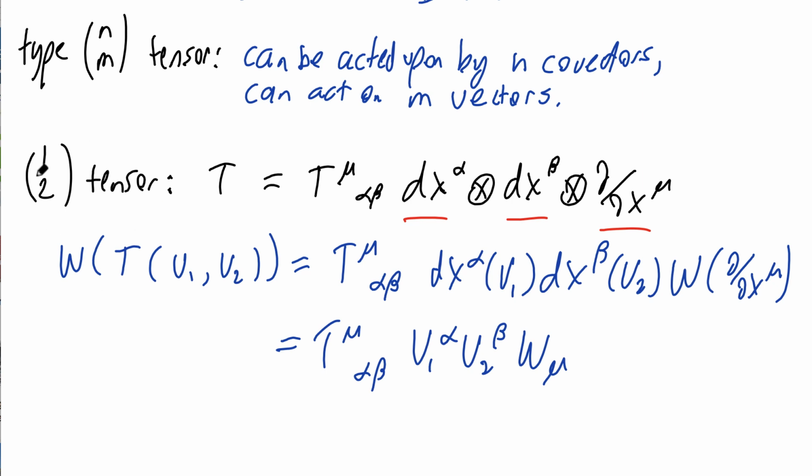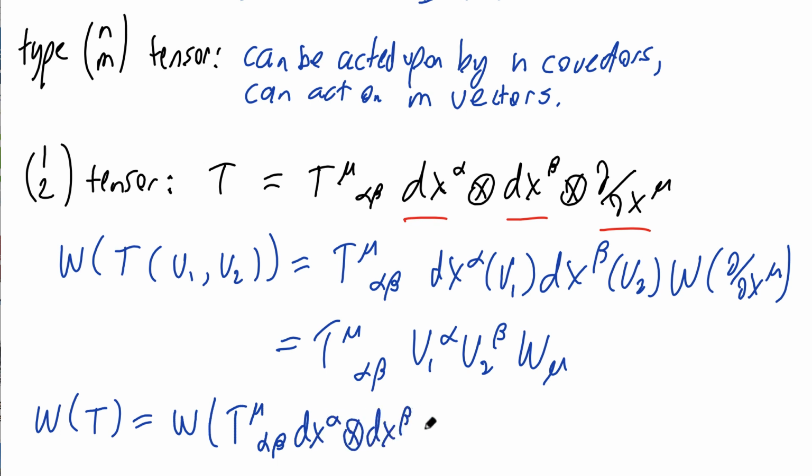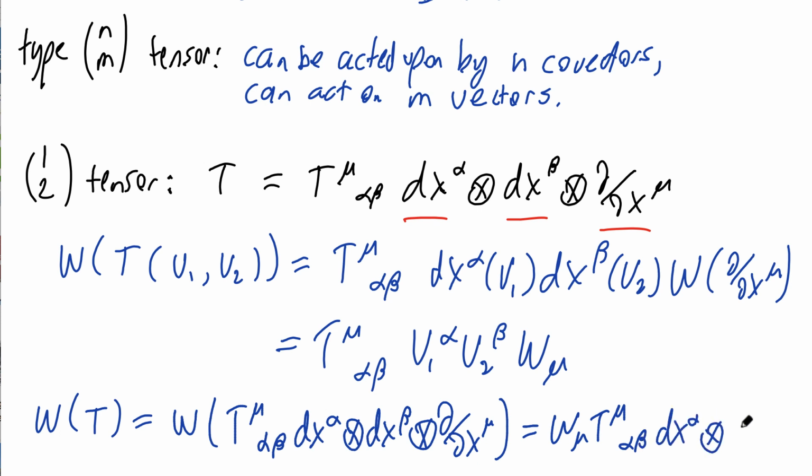So for example, for our 1,2 tensor, we can let a covector act on that tensor. This is W acting on T mu alpha beta dx alpha outer product dx beta d by dx mu. But W acting on d by dx mu just gives the muth component of W. So this is W mu T mu alpha beta dx alpha outer product dx beta. So what we've done is we've constructed a type 0,2 tensor from the type 1,2 tensor by combining it with this covector W.